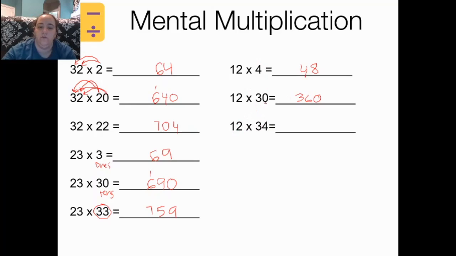12 times 34. Again, we've already broken this up and we can already do this. So 8 plus 0 equals 8. 4 plus 6 equals 10, carry the 1, and 1 plus 3 equals 4.